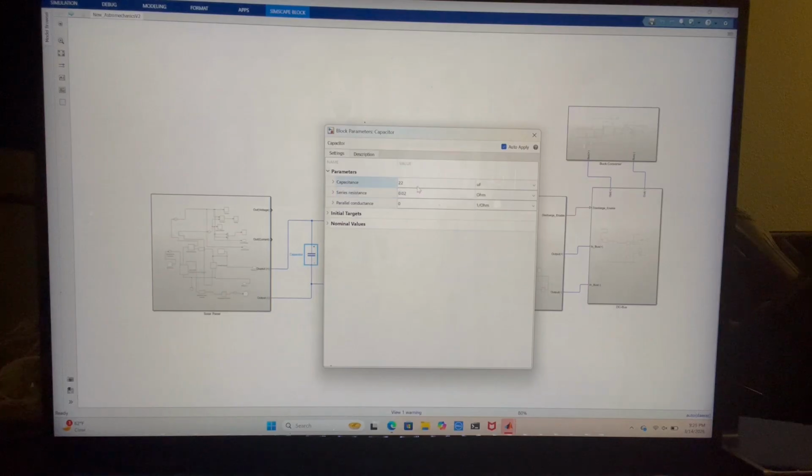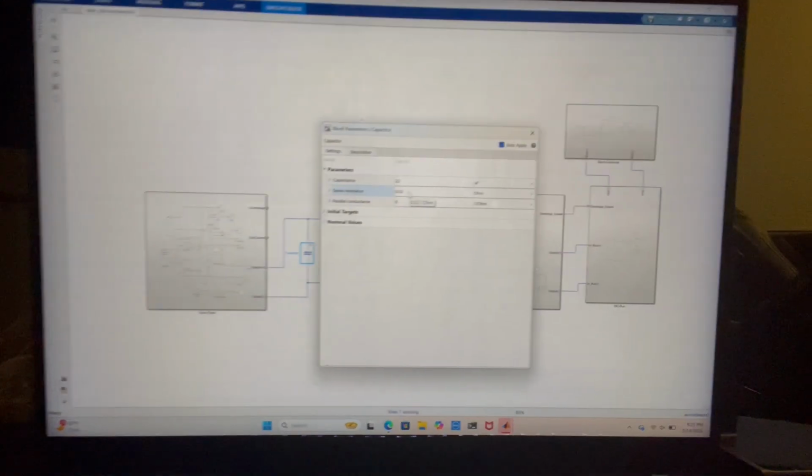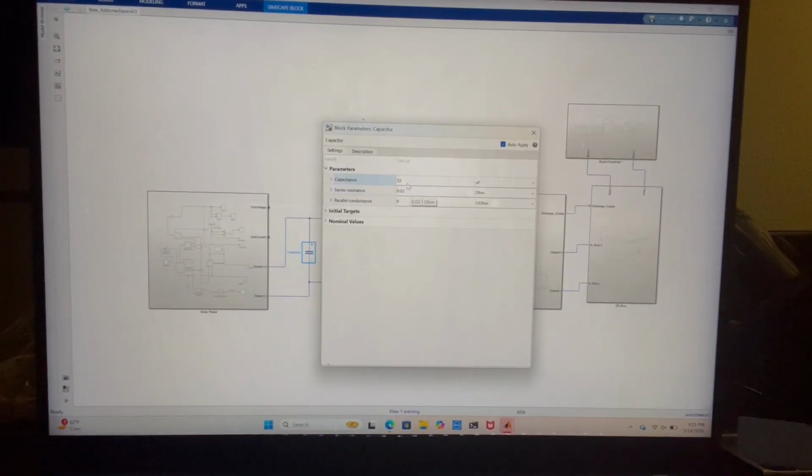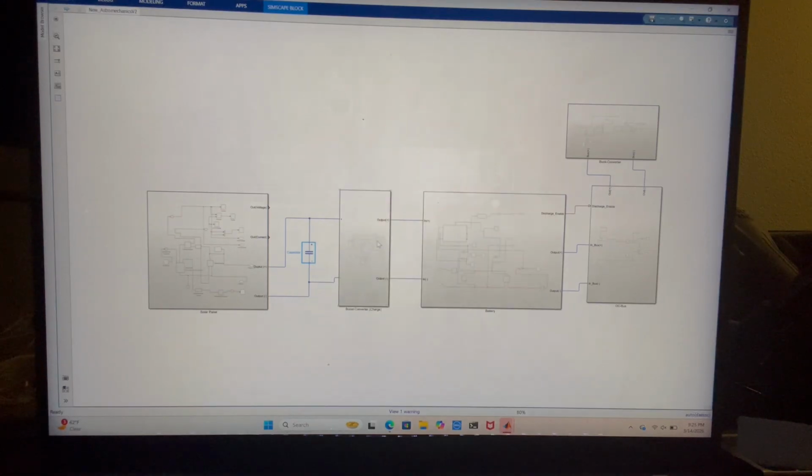This capacitor is for filtering purposes. I did the math. The math is within the document. I have a series resistance. Any capacitor that is not affiliated with a boost or buck converter is going to have a default of 0.02 series resistance internally. There is some resistance within a capacitor. Then within capacitance, I tried different values. The assumed value that best fitted was 22 microfarads.